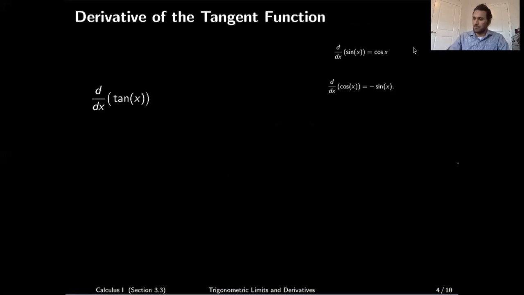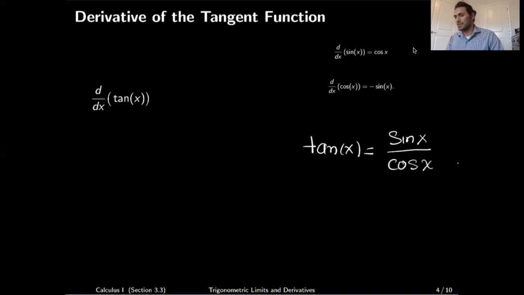Let's start this problem. We know that the tangent of x is a quotient function, with sine x in the numerator and cosine x in the denominator. Since this is a quotient function, we should use the quotient rule to calculate the derivative of tangent x. So, sine x divided by cosine x, and we learned the quotient rule in the previous video.